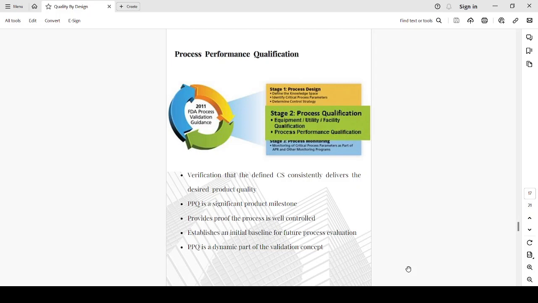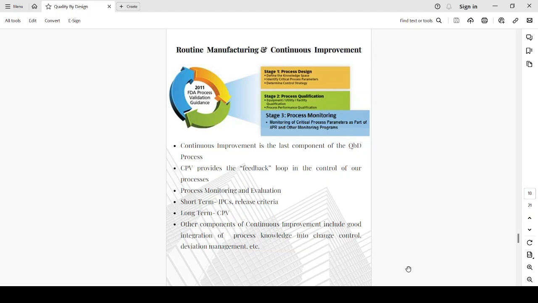In stage 2, it is process qualification, equipment and facility qualification. In stage 3, it is process monitoring, that is, monitoring of the critical process parameters as part of APR and other monitoring systems. So this is verification that the defined control strategy consistently delivers the desired product quality. It is a significant product milestone and provides proof that the process is well controlled, and it establishes an initial baseline for future process evaluations. This process performance qualification is a dynamic part of the validation concept.